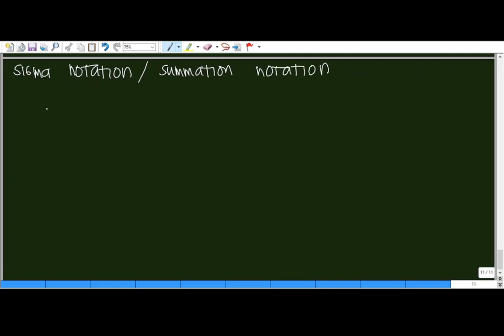Sigma notation is commonly used notation in statistics, and our symbol here is this one. This is read as sigma, and this is a Greek letter. Ito yung ginagamit natin na symbol for the sigma notation.